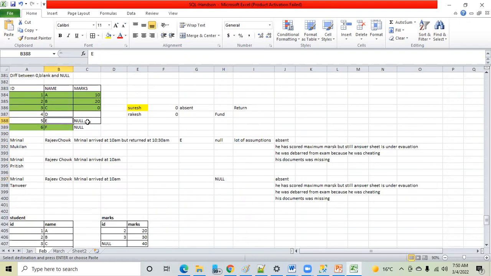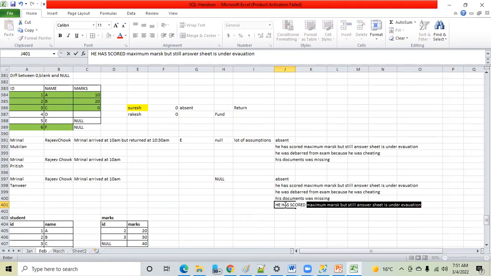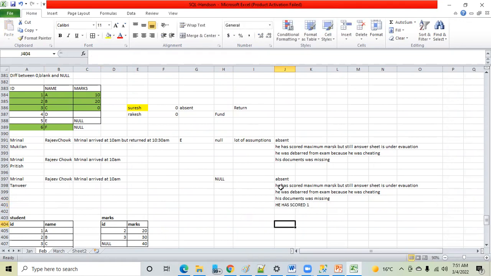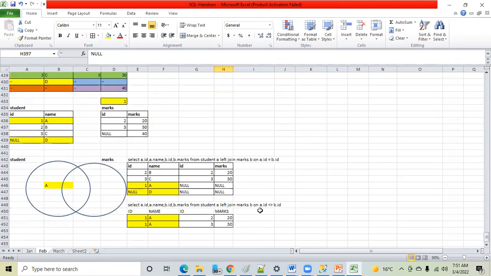E has scored null marks. So it means maybe E was absent. Maybe E has scored maximum marks. Maybe his document was missing. Maybe he has scored 1. That is also possible. We are not sure what has happened with E. So maybe this null was equal to 1. We are not sure. So how can you tell that 1 is not equal to null, boss? Is that clear? Not clear.